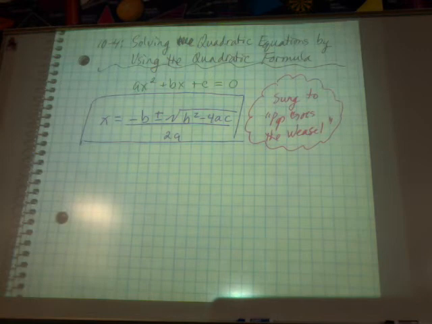X is the opposite of b squared all over 2a.